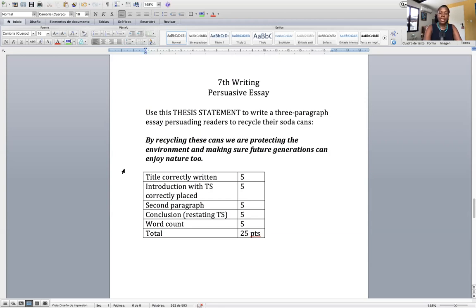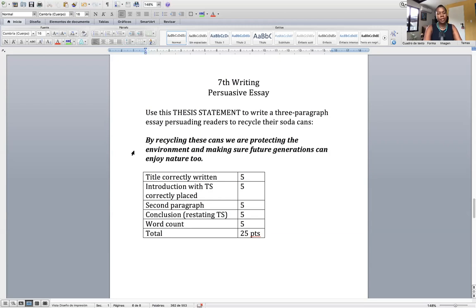By recycling these cans, we are protecting the environment and making sure future generations can enjoy nature too. Remember, the thesis statement goes at the end of the first paragraph. The first paragraph is also known as your introduction paragraph. So your essay is going to have 3 paragraphs. The first one with the thesis statement, the second one where you just convince me more, and the third one in which you're going to conclude and restate the thesis statement.